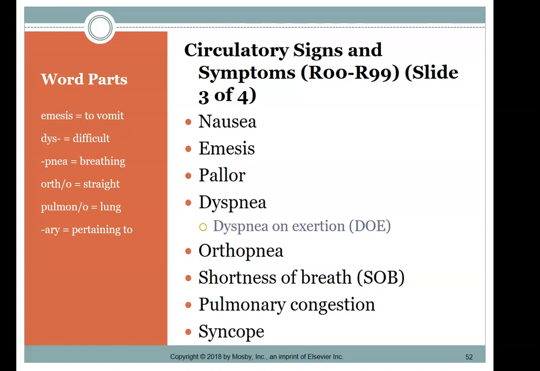Pulmonary congestion is an excessive amount of blood in the pulmonary vessels. It's usually associated with heart failure. And syncope. Syncope is fainting or loss of consciousness. And then you've got your word parts. Emesis is to vomit. Dys is difficult. Pnea is breathing. Ortho is straight. Pulmo is lung. And ary is pertaining to.